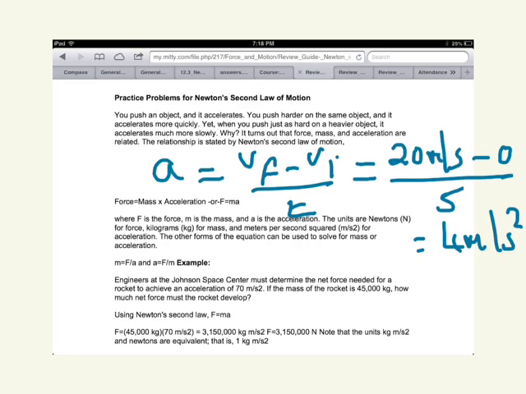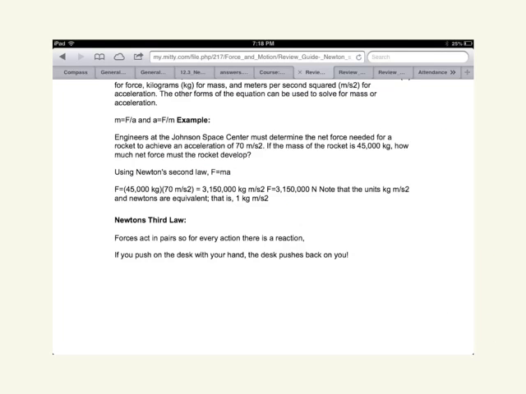If that object has a mass of 10 kilograms, therefore the force on that object is going to be 10 kilograms times 4 meters per second squared, and the force, which is measured in newtons, is going to be 40 newtons. This is the application of F equals ma.